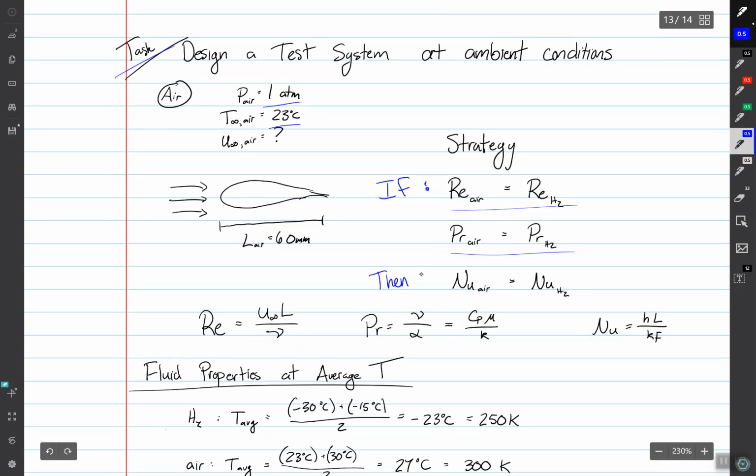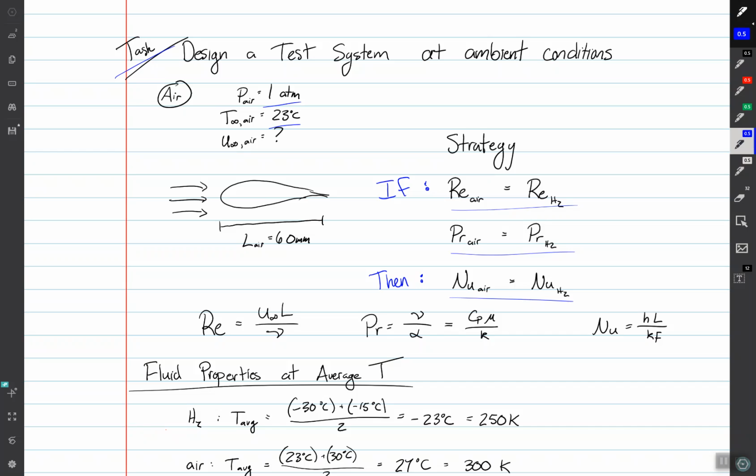We can look at the fundamental physics and say that these are the three things that are important, and if we can make the Reynolds number and the Prandtl number the same, then the fluid flow and the conservation of energy aspects are the same in our real case and our test case, in which case the heat transfer part of the problem must be the same. The Nusselt numbers must also be the same.